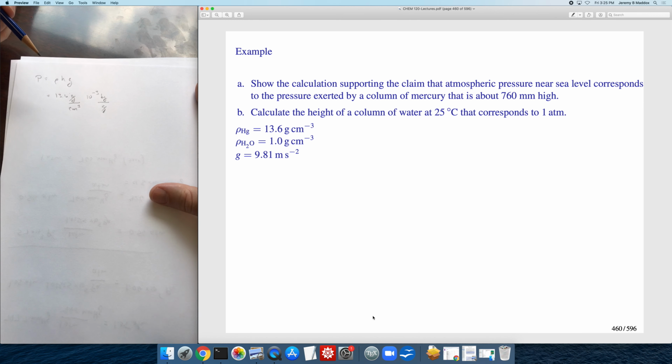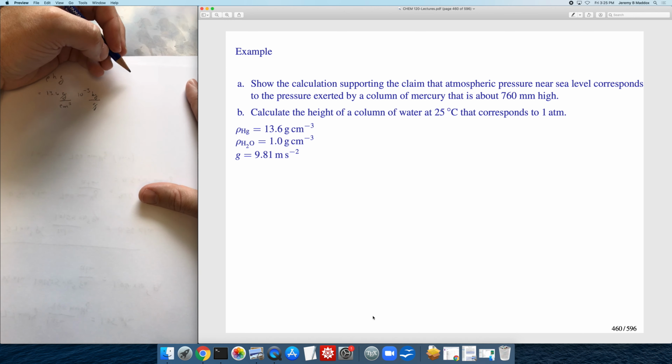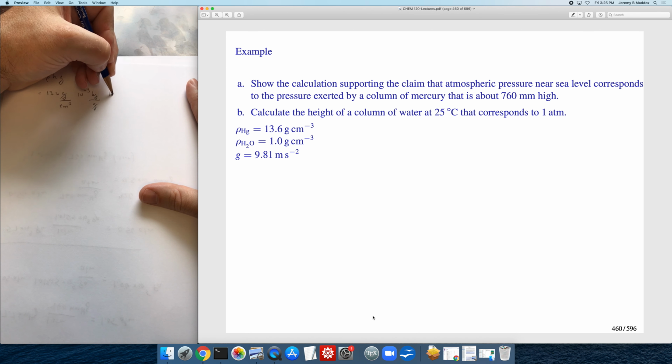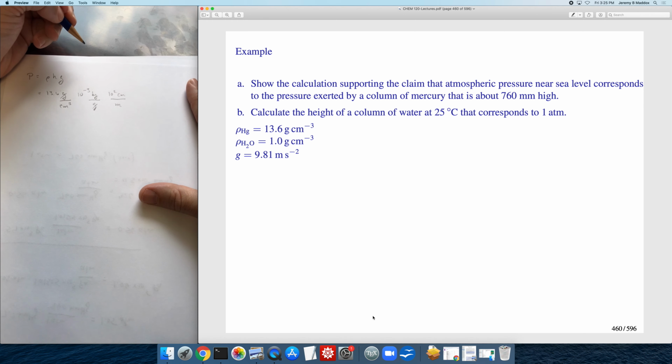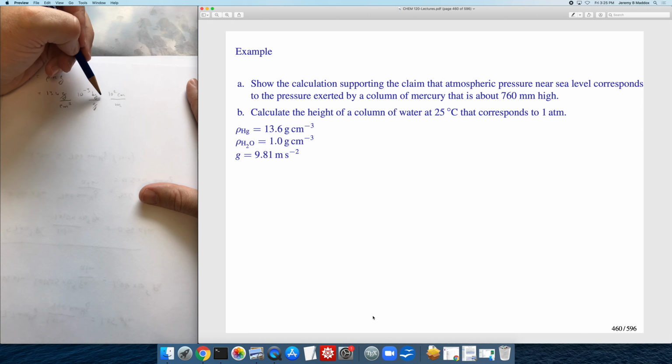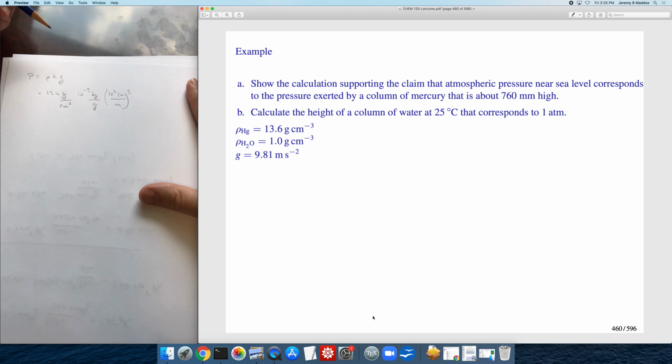And now I need to convert the centimeters cubed. And so I'm going to say that there are 10 to the 2 centimeters per meter, but notice it's centimeters cubed, so I need to cube that conversion factor. So this right here, this is the density in kilograms per cubic meter.